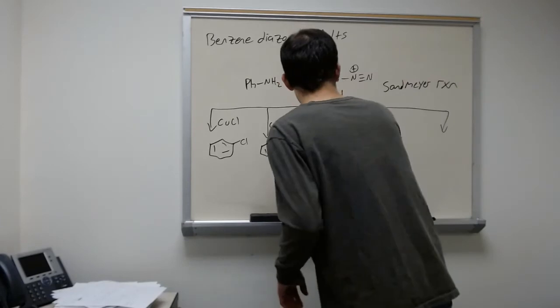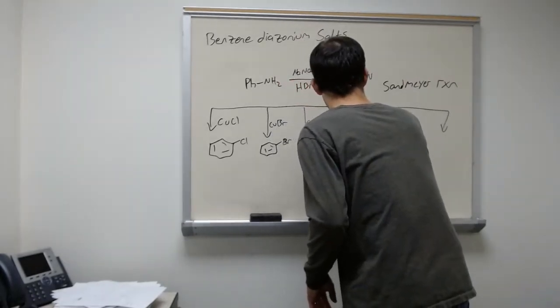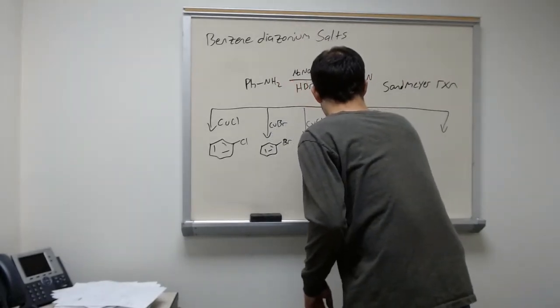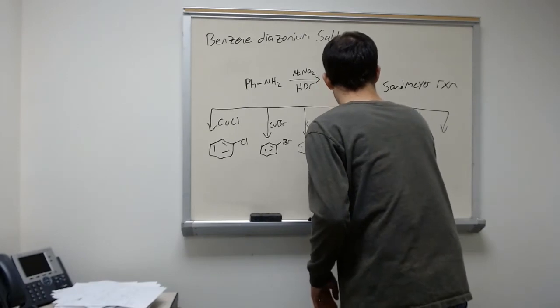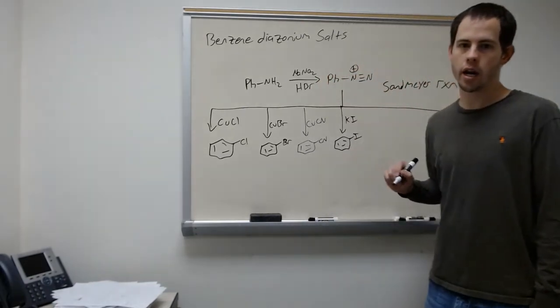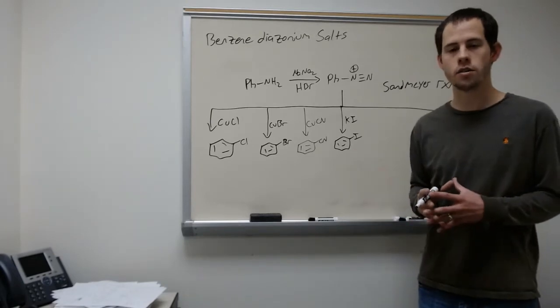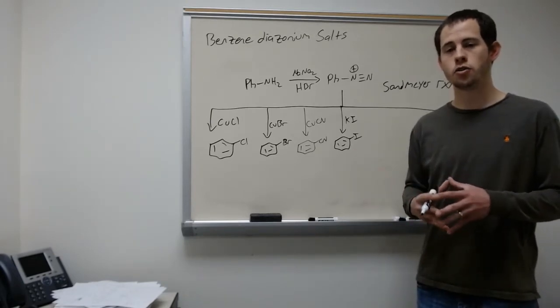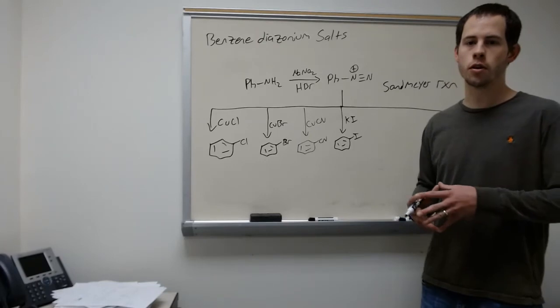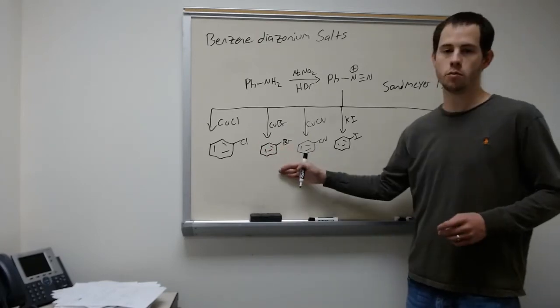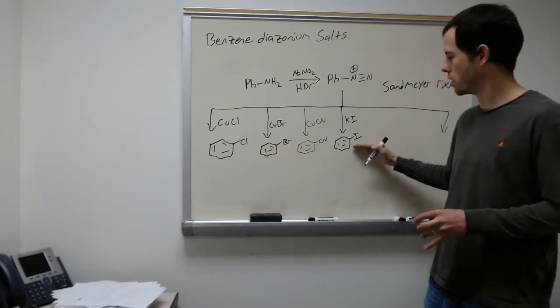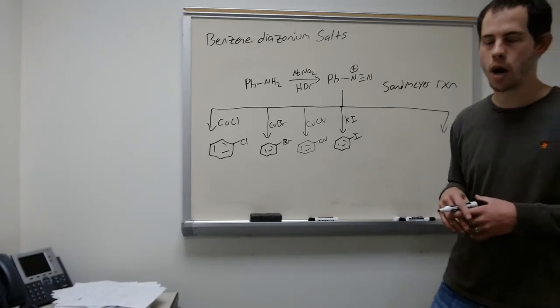We can use KI, so potassium iodide, and this puts the iodine on there. We have not looked at putting iodides on there. The halogenation we learned earlier in the chapter is best done for chlorines and bromines. So if you want to put iodide on there, this might be your best way to go about it.